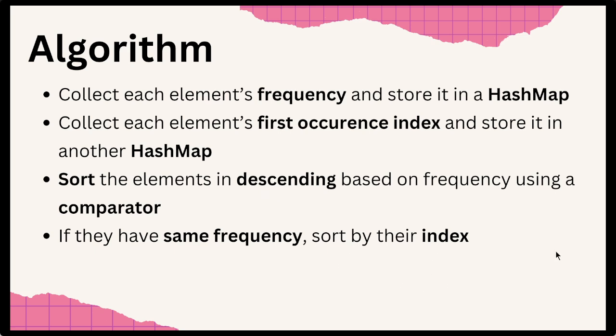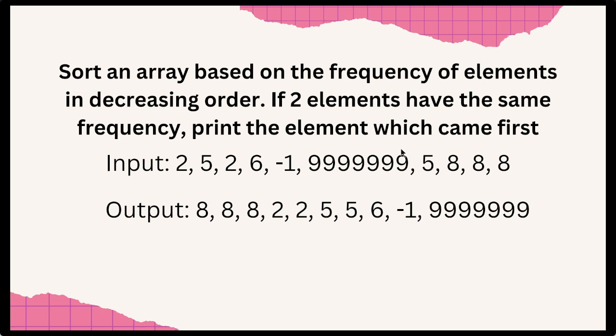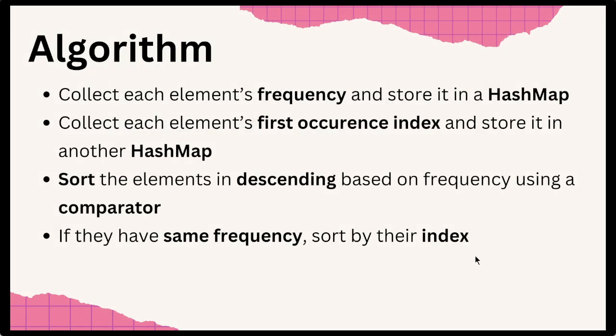If they have the same frequency, we have to sort using the index, because as the question states, we have to print the element which came first. In order to know which element came first, we need its index. Only through the index can we say which came first. That's why we take the first occurrence index in the second hash map, because it tells us at which place the particular element first occurred. With the help of that, we will sort based on index if they have the same frequency. This is the logic behind it.